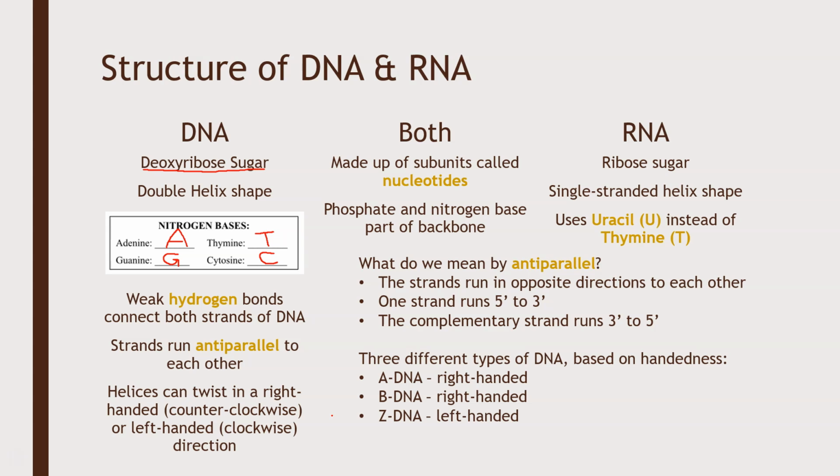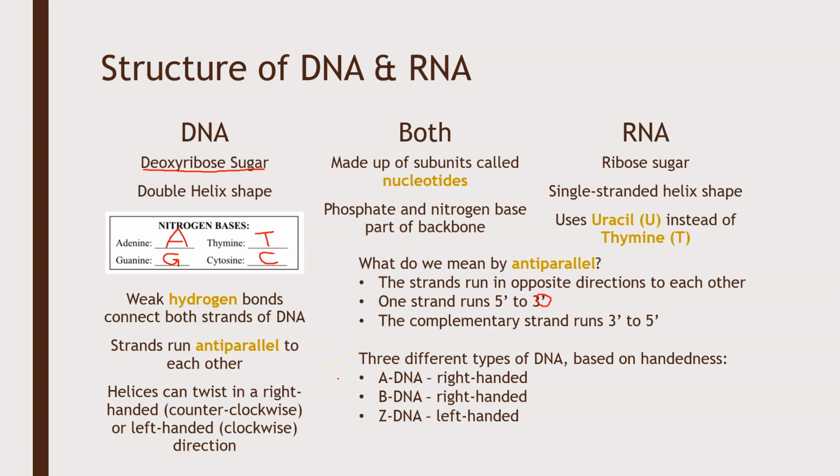The strands run anti-parallel to each other. What do we mean by anti-parallel? Basically, what it means is the two strands run in opposite directions of each other, even though they essentially are parallel. One strand runs in a direction of 5' to 3', and that's what those apostrophes here mean, folks, as prime. And then the complementary strand runs in the opposite direction of 3' to 5'. We'll look at that shortly when we look at the images of DNA.